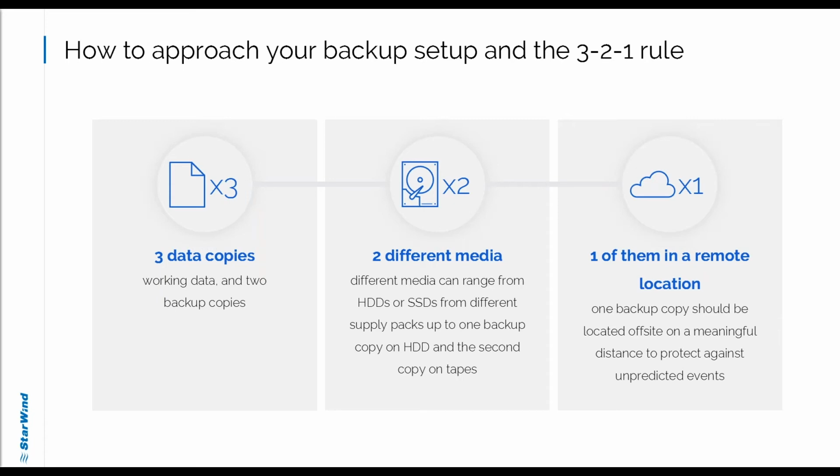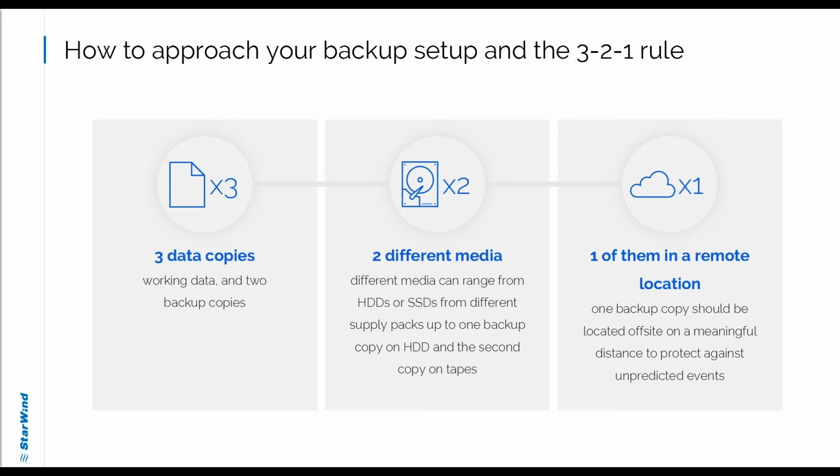So 3 copies of data are your working data and 2 backup copies. So these 3 copies should reside on 2 different media. For example, working data on SSDs and your 2 backup copies, for example, on HDDs. However, I also want to note that different media types do not necessarily mean different storage media type as such.